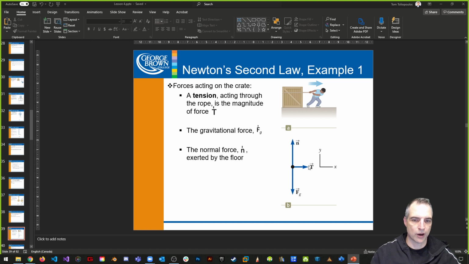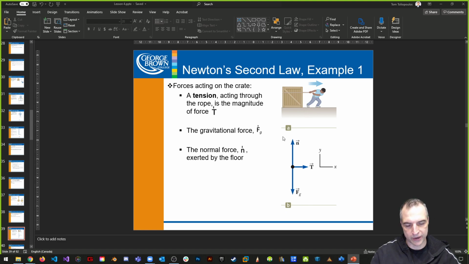But the tensile strength of the rope has to be at least equivalent in the other direction to the force this person is exerting on the mass. Otherwise, if the tensile strength of the rope was less, the rope would snap.